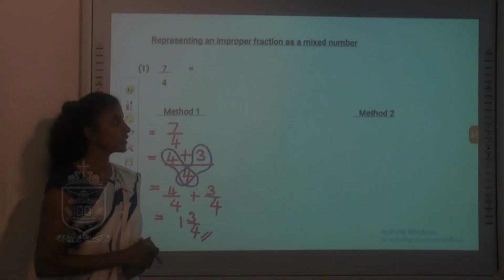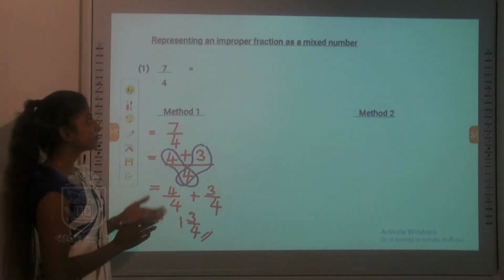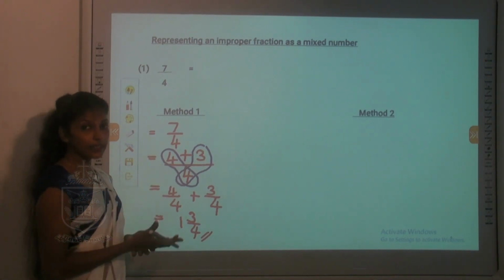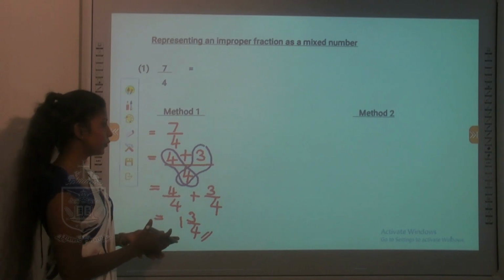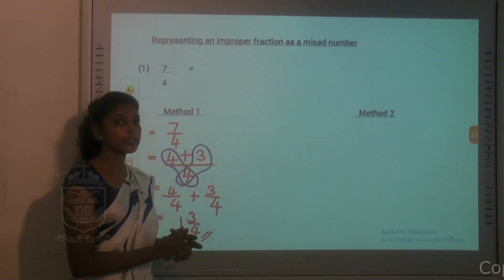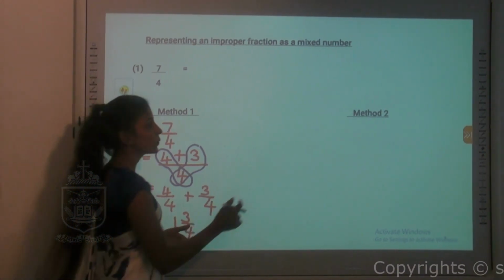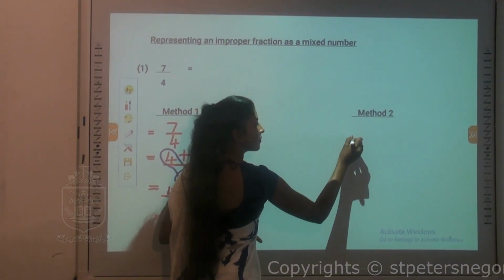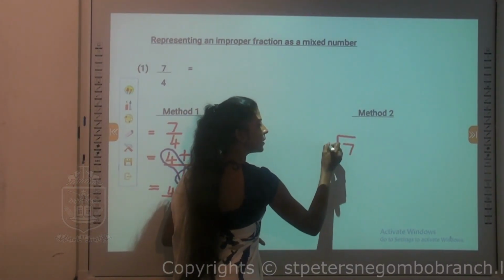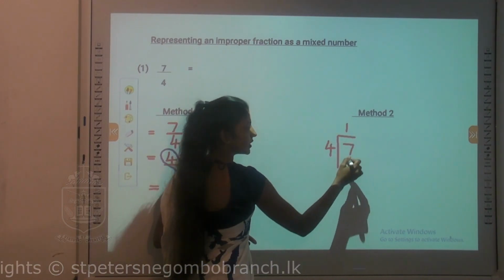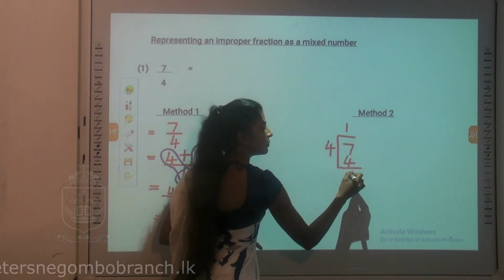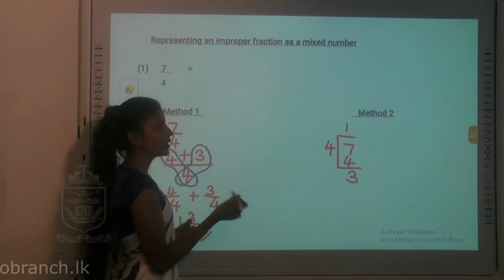is called as, okay, let's see the same question in the other method, that is method 2. So our improper fraction is 7 over 4. Let's see the other method, that is the division method. We are going to divide 7 by 4. We know that 4 times 1 is 4. So here the remainder is 3. How can we express this?